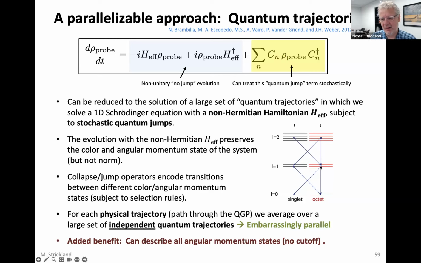I then reset the norm of the wave function to 1, and then I start evolving with the blue term again. I generate another random number. I wait till the jump is triggered, and then I pick a jump operator, and I might go up here, I might go down.